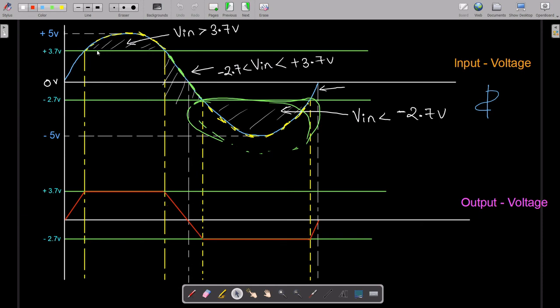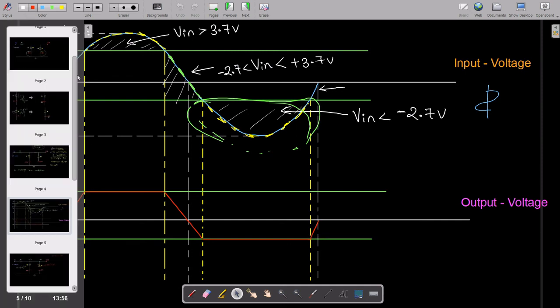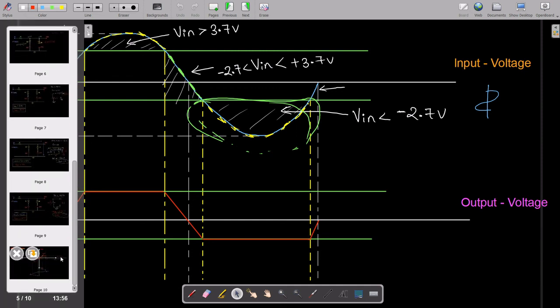But when V in is greater than 3.7 volts, at the output side you are getting plus 3.7 volts. And over here as well, when your V in is less than minus 2.7 volts, at the output side you are getting minus 2.7 volts. Just remember this, and then we will see over here.